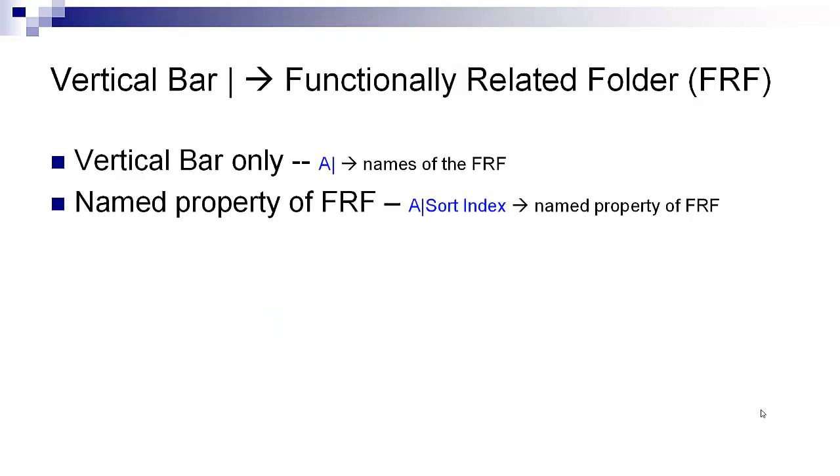Vertical bar is functionally related folder, which is those things that we use within the context of A, which is maybe our sort index. Names or property names in all these cells are stored in a binary tree, and then that binary tree creates a sort index. And here we can have access to it. But there again, we have to remember that this is all load on demand. If we never use this, there's no cost.